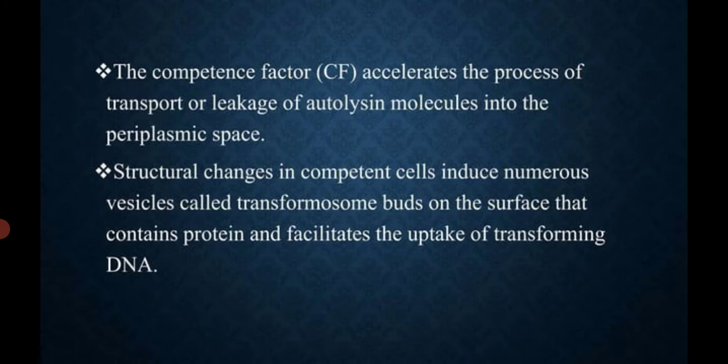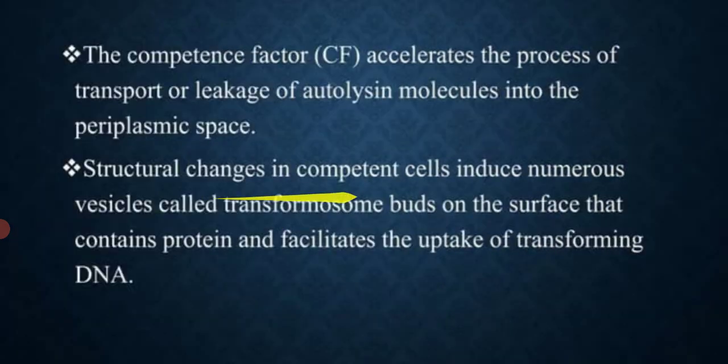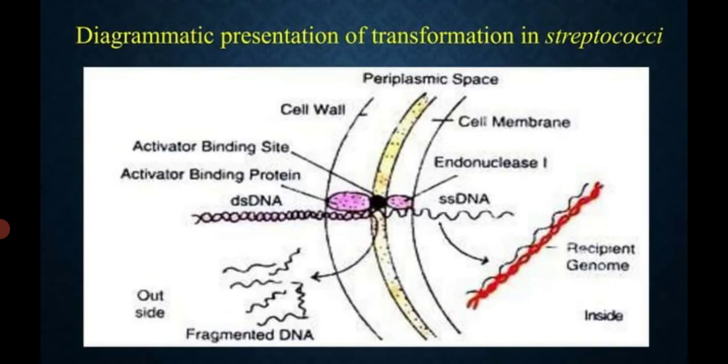The competence factor accelerates the process of transport or leakage of attenuation molecules into the periplasmic space. The structural changes in a competent cell induce numerous vesicles, that is, transformosome buds. These are formed on the surface and contain protein, and this protein facilitates uptake of transforming DNA.